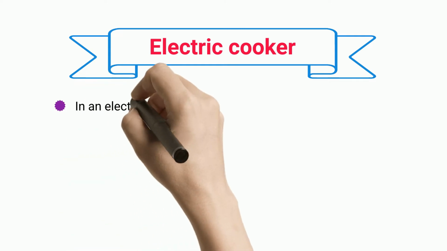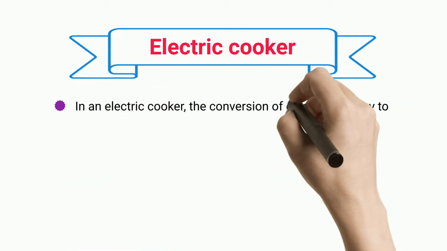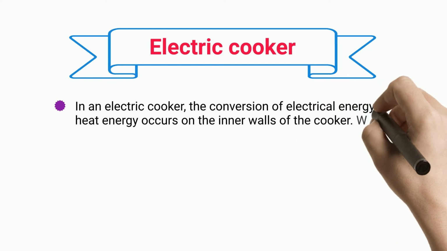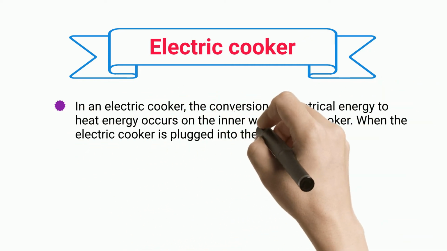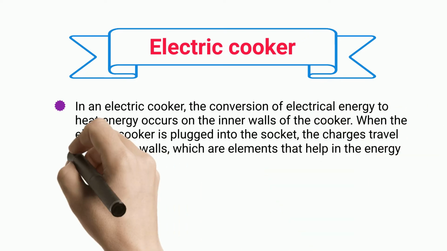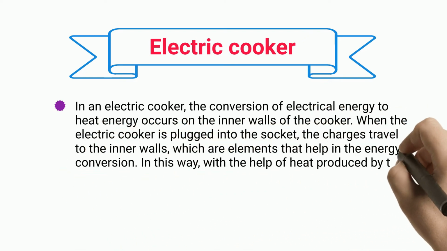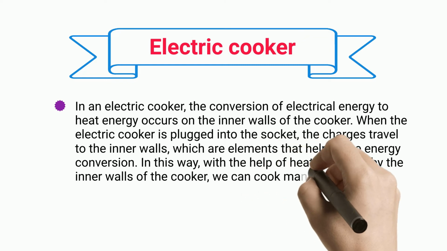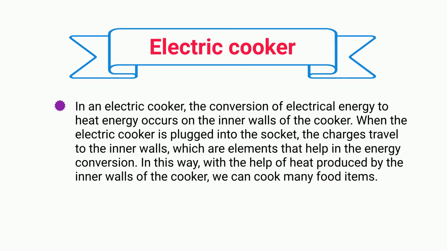Electric cooker. In an electric cooker, the conversion of electrical energy to heat energy occurs on the inner walls of the cooker. When the electric cooker is plugged into the socket, the charges travel to the inner walls, which are elements that help in the energy conversion. In this way, with the help of heat produced by the inner walls of the cooker, we can cook many food items.